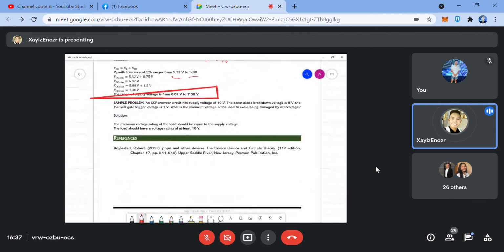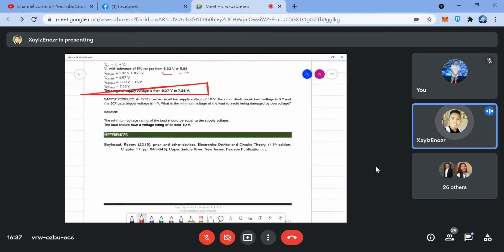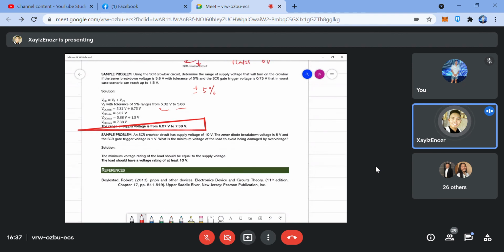Okay? So, next tayo. SCR crowbar circuit has supply voltage of 10 volts. The zener diode breakdown voltage is 8 volts and the SCR gate trigger voltage is 1 volt. What is the minimum voltage rating of the load to avoid being damaged by overvoltage? For example, meron kang crowbar circuit, so 10 volts yung supply, then 8 volts yung zener mo, then 1 volt yung trigger ng SCR mo. Ano daw dapat yung magiging rated voltage ng load mo para kahit mag-overvoltage is hindi siya maapektuhan?